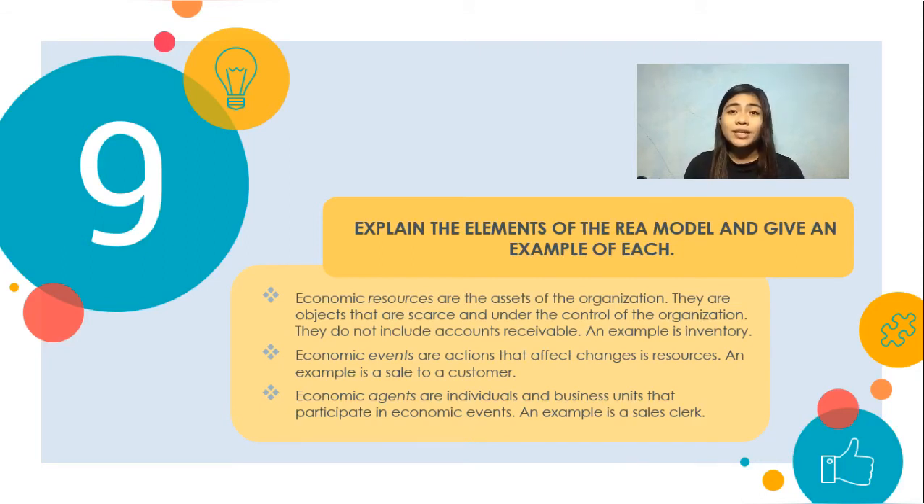The second one is the economic events. These are the actions that affect changes in resources. An example of this is a sale to a customer. And lastly, the economic agents. These are the individuals and business units that participate in the economic events. An example of this is a sales clerk.